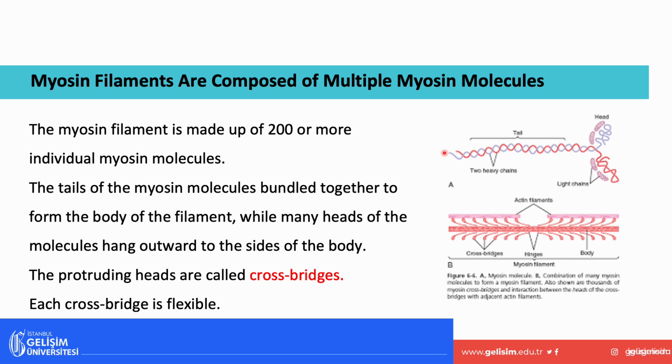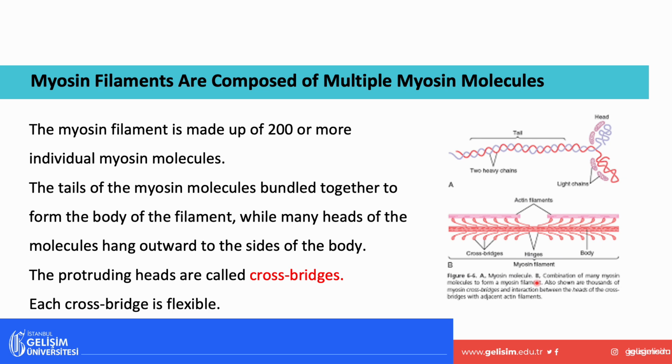The myosin filaments are made up of more than 200 myosin molecules, with their tails bundling together to form the body of the filament. The heads of these myosin molecules extend outwards to the sides of the body, and this is what forms the flexible cross bridges.